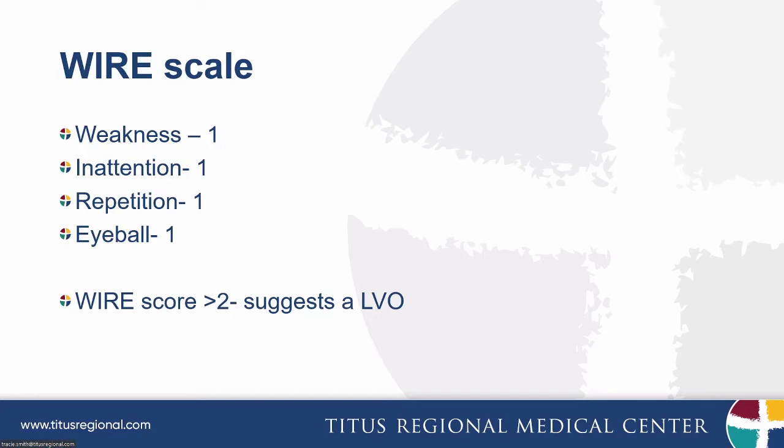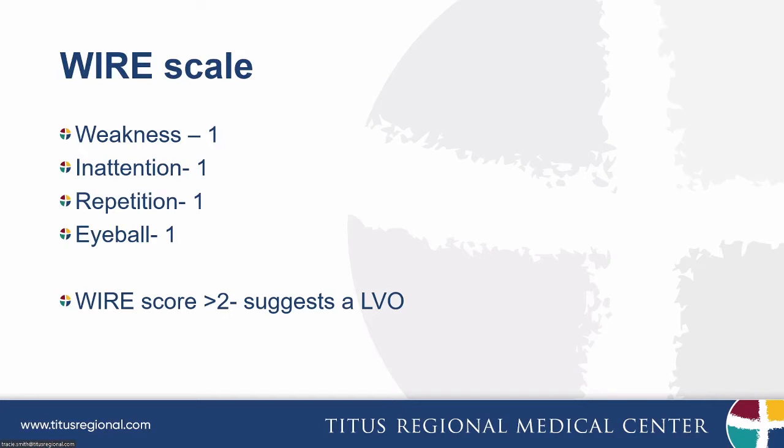E is for the eyeball deviation. In that study, when the WAIR scale was first created, the eyeball could be deviated to one side or the other. And then they came up with the score that if the WAIR score is more than 2, then that will suggest large vessel occlusion.